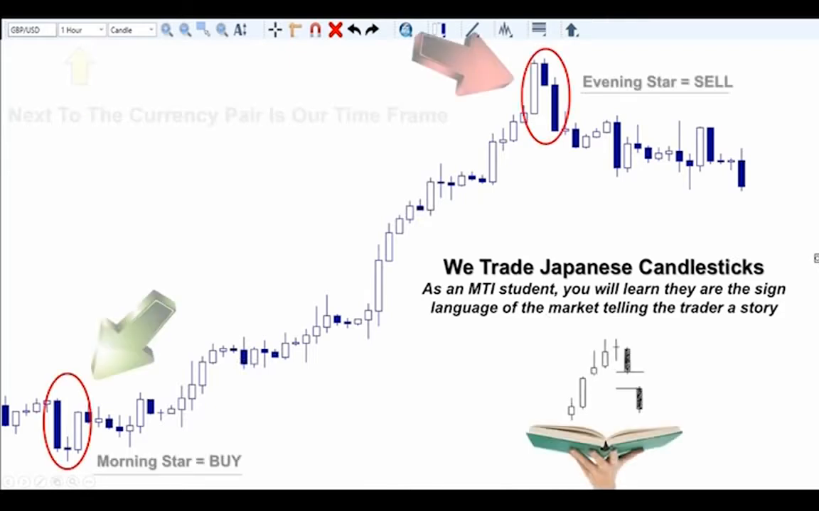Now, another thing that we teach our students here at Market Traders Institute is how to identify what are called candlestick formations. We utilize these candlestick formations kind of like the sign language of the market. These candlestick formations are going to help tell the trader a story. This candlestick formation in the bottom left-hand corner of my screen is called a Morning Star candlestick formation. What this is telling the trader, this is telling Aaron and Jacob and Curtis, is: hey, look for this market to U-turn and go upward in a bullish movement. At the top of my screen, this is an Evening Star candlestick formation.